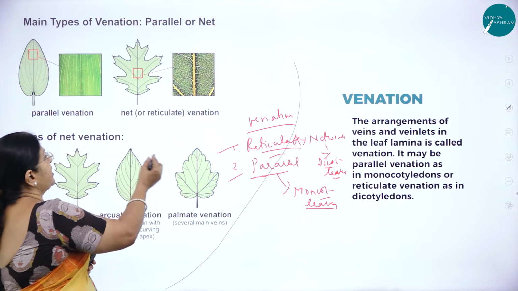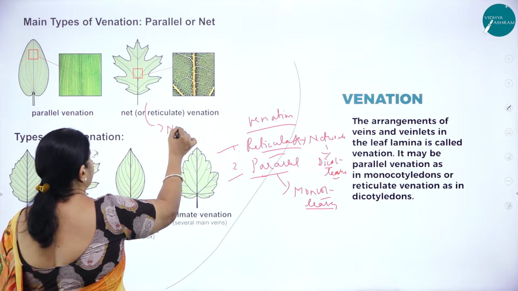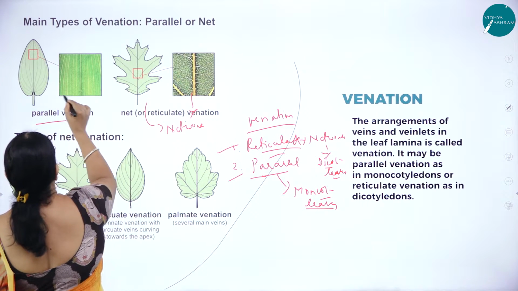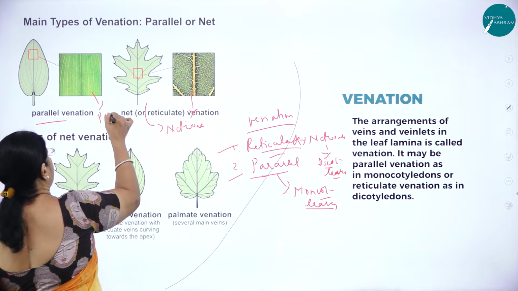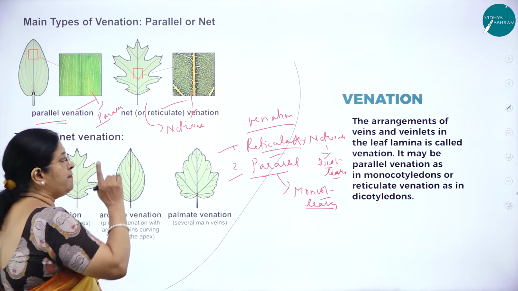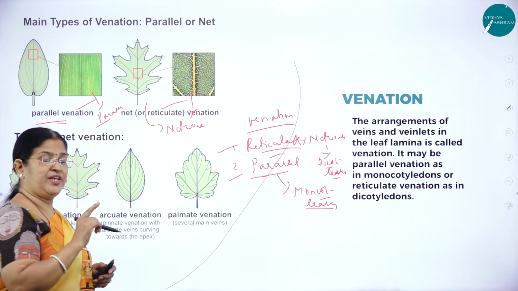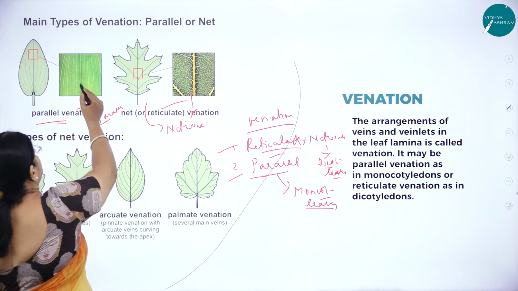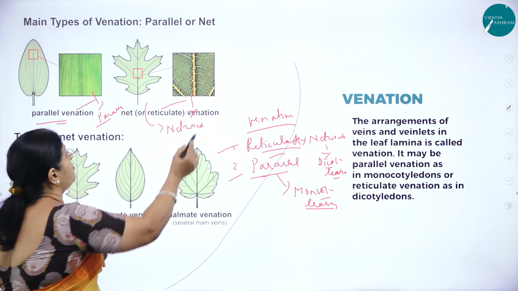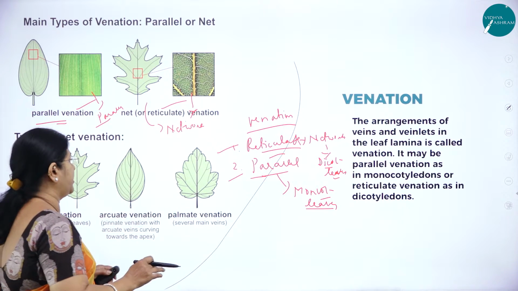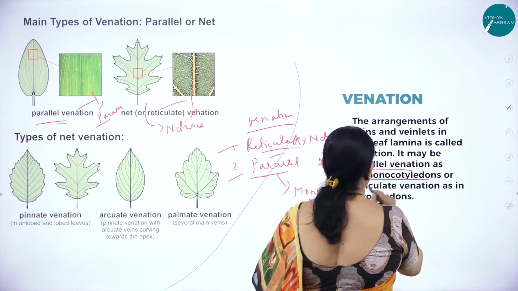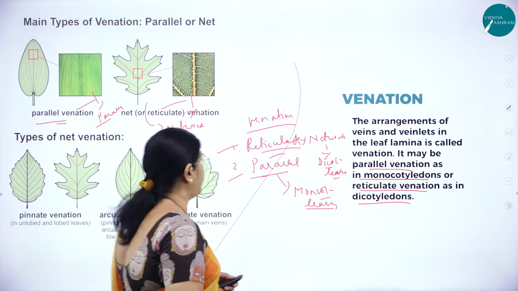Now let us see. Here you can see the reticulate venation in the form of a network. Here you can see the veins are parallel. So this is parallel venation, this is reticulate venation. As I said, parallel venation is a type of venation where the veins run parallel to each other. Here it is a type of venation where the veins are arranged in the form of a network, right? Then, as I said, it may be parallel venation as in monocots or reticulate venation as in dicotyledons.